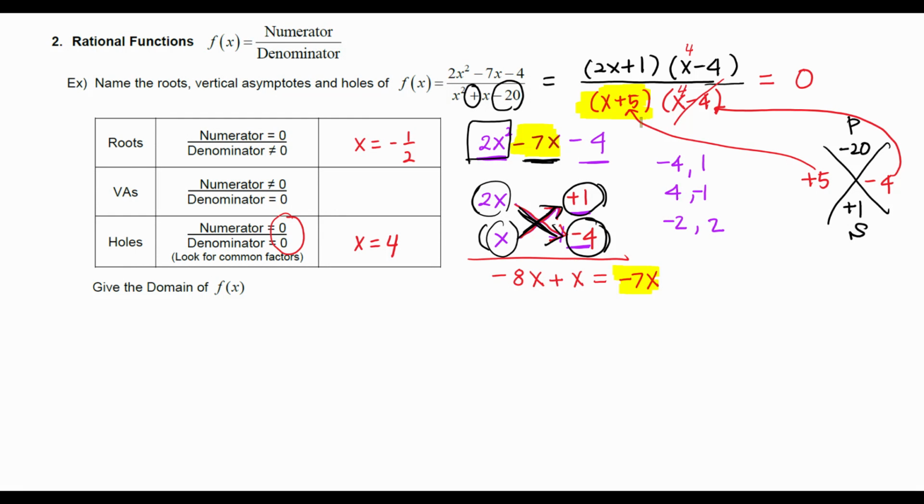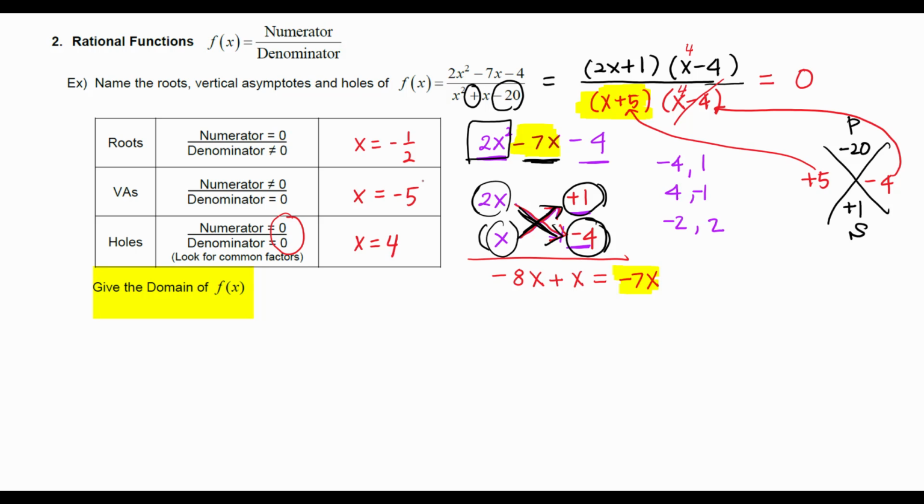So you do have a vertical asymptote at x equals negative 5, and a vertical asymptote is a vertical line, and the equation of a vertical line is x equals a number. So it is actually x equals negative 5. That will be your vertical asymptote.